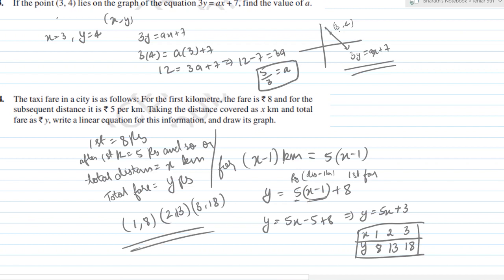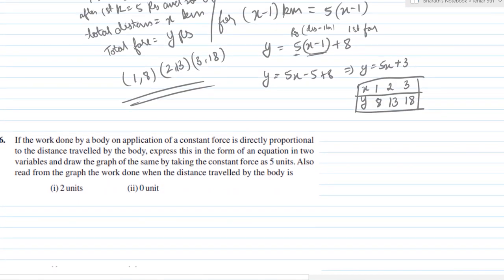There's always a logic in each and every question. Just read the question totally, and while reading each and every line, just note down, like I had done: for the first kilometer 8 rupees, and for the subsequent distance after the first kilometer 5 rupees, and so on. So taking the total distance as x, and the total fare as y. So the total fare is equal to y rupees. Fine. This is how you have to do.